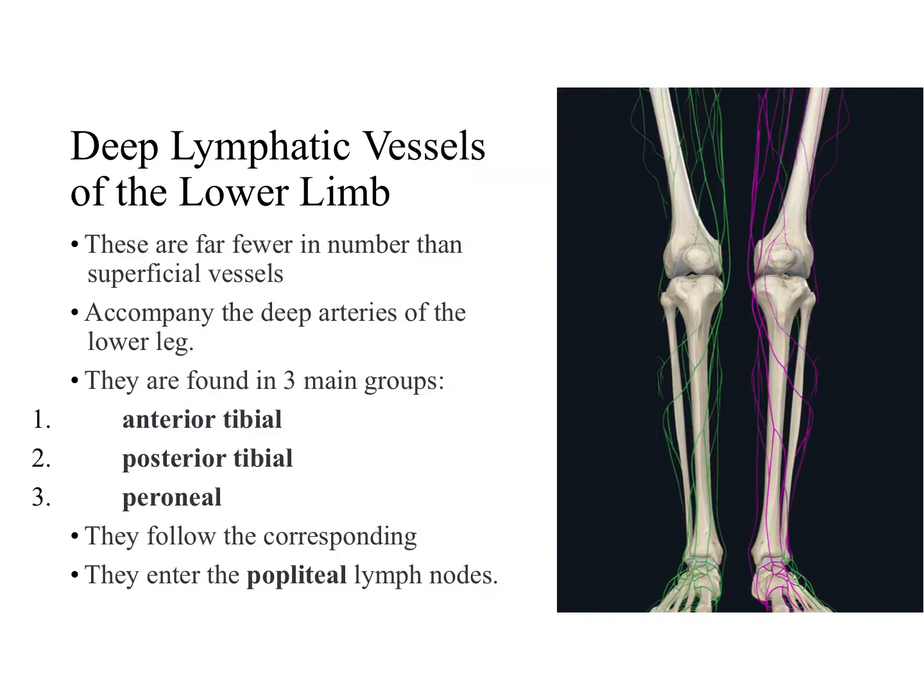The deep lymphatic vessels of the lower limb are fewer in number than the superficial vessels. They're going to accompany those deep arteries of the lower leg. They're found in three main groups: an anterior tibial group, a posterior tibial group, and a peroneal group. So we have the anterior aspect of the leg, the posterior aspect of the leg, and the lateral aspect of the leg. They're going to follow the corresponding arteries. They enter into the popliteal lymph nodes and then ascend towards the inguinal lymph nodes.